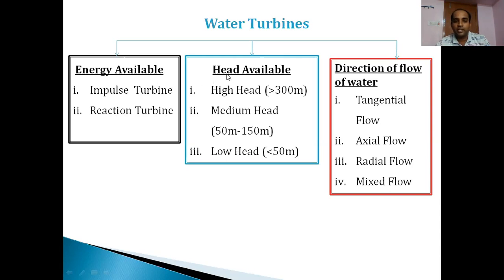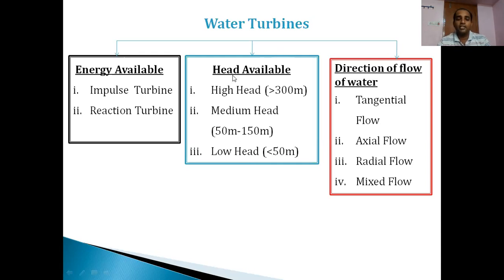Second factor is the head available. Head in the sense height of water available for the water turbines. We know that on the earth, everywhere we don't find the same height of water stored. In some places, the water is stored at a height of more than 300 meters, some places in the range of 50 meters to 150 meters, and some places even less than 50 meters. So depending upon the height of water available, we are sub-classifying them into three categories.